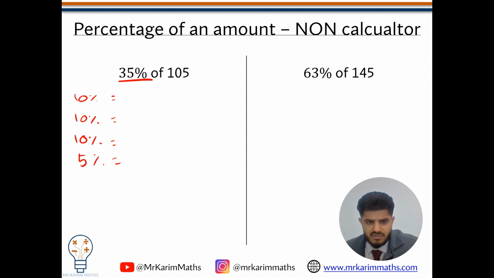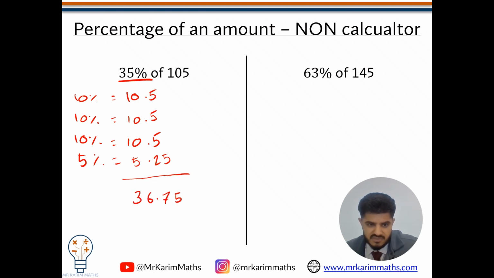So 10% of 105 will be 10.5. I've already worked it out once. I don't need to work it out again. You can just write them. And then 5% will be half of that. So half of 10.5 will be 5.25. Now, if you add those together, you've got 10, 20, 30, 35 point 5, so 36.75. Just making sure I've done that correctly. 35, 36, yeah, 36.75. Now that wasn't too long, but it was too long for me.